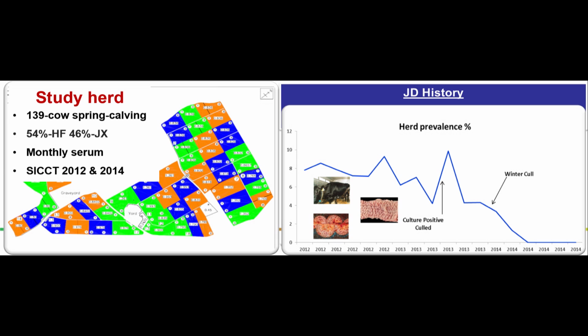You can see that when we culled our culture-positive cow in July 2013, she was showing the signs of classical Johne's disease of a thickened and corrugated gut. In winter of 2013, we culled a number of ELISA positives, and prior to the administration of the skin test in 2014, the herd was recording a fully ELISA negative status for 4 months. Further details of the control program that were in place in this herd are available on our poster that we have currently hanging in the Liffey Hall.